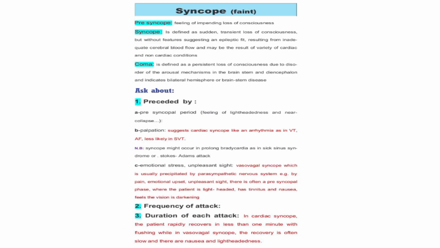Next we have syncope. It means fatigue or dizziness. In case of syncope, we ask the patient about the frequency and duration also, and first we will discuss what is pre-syncope, syncope and the coma. What is the difference in them? Pre-syncope is the feeling of impending loss of consciousness. Syncope is the condition when there is sudden transient, means temporary, loss of consciousness but without featuring epileptic fits, and the coma is the persistent loss of consciousness, and syncope is the transient loss of consciousness.